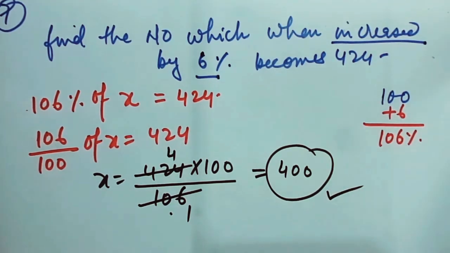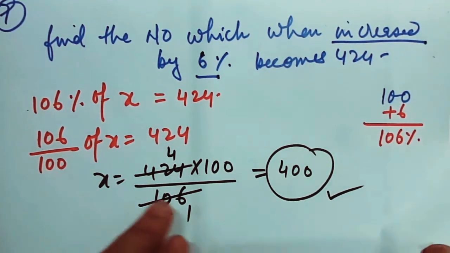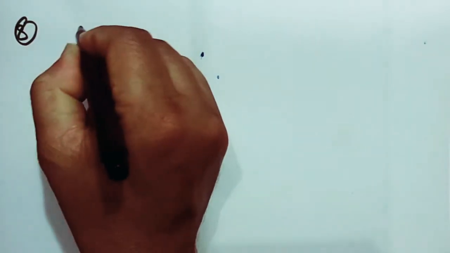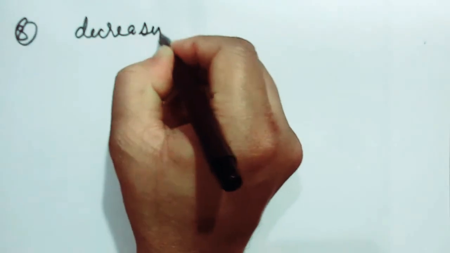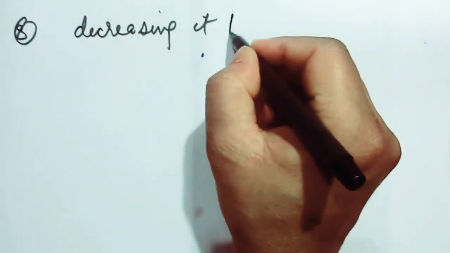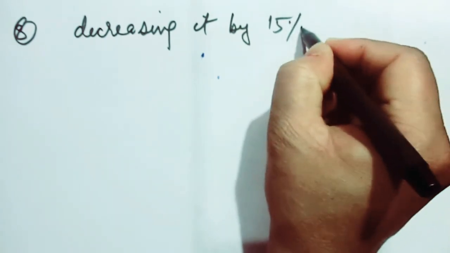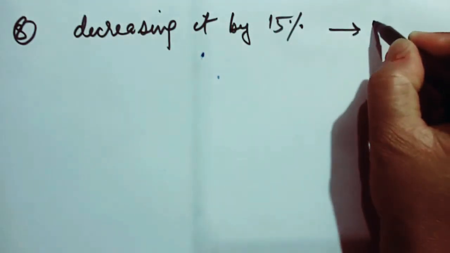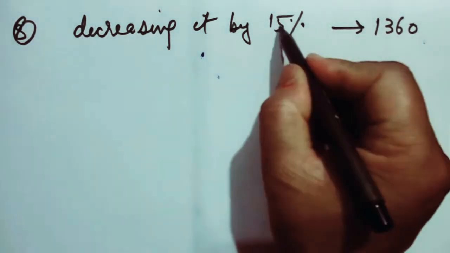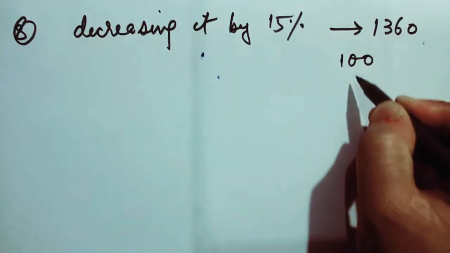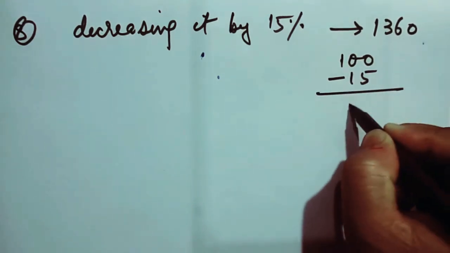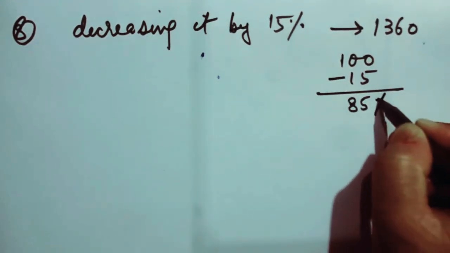Similarly, in number 8, there is a sum which says that when you are decreasing it by 15%, the number becomes 1360. So you decrease it by 15% and you will get 85%. When you are decreasing it by 15%, it means the number was already 100. You are decreasing it by 15%. This means the new number is 85% of the number.